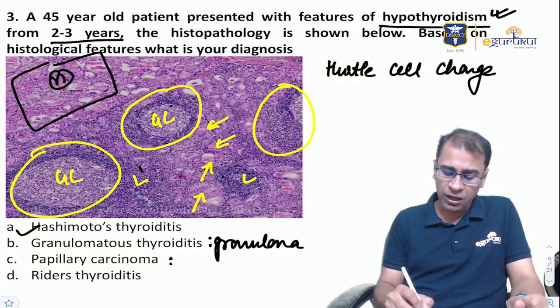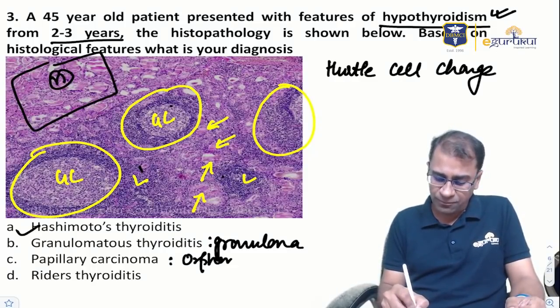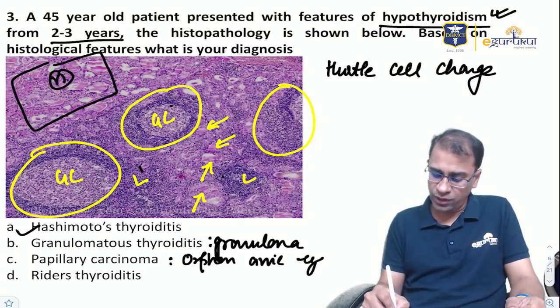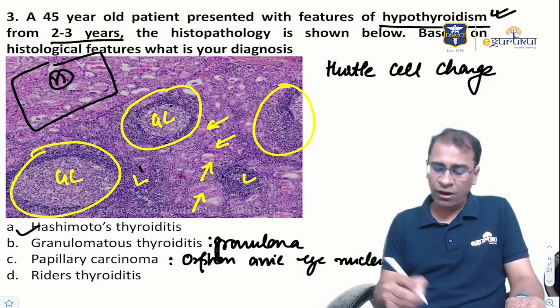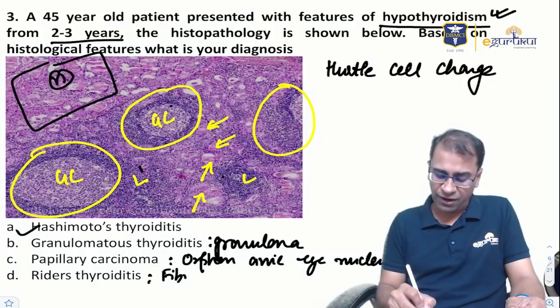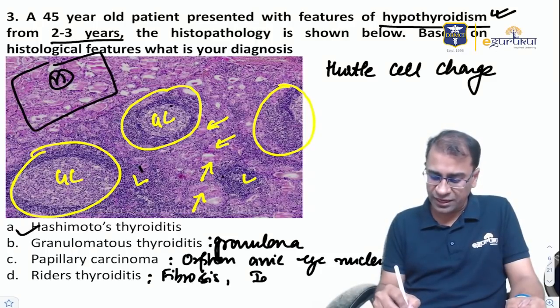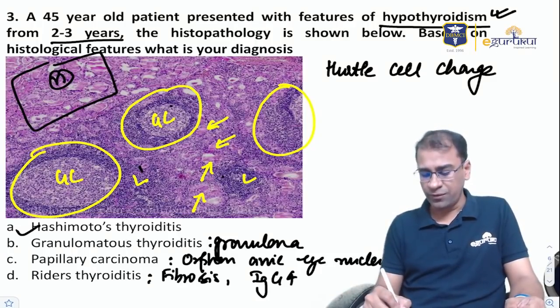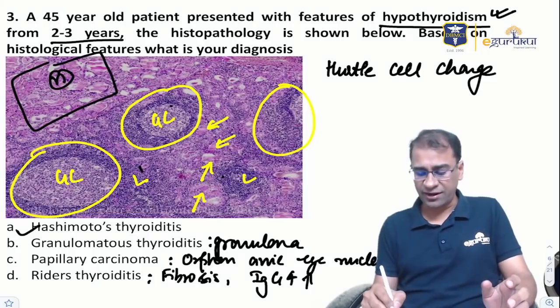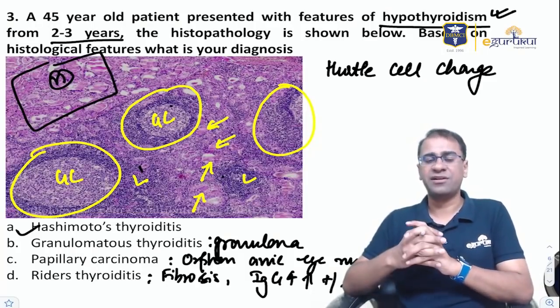Why not papillary carcinoma? Because here you should see Orphan Annie nuclei. And why not Riedel's? Because that will show you nothing but fibrosis and may show you an increase in IgG4 in the serum. May, not always. So I'm writing it plus minus, that it can often be seen in thyroiditis.